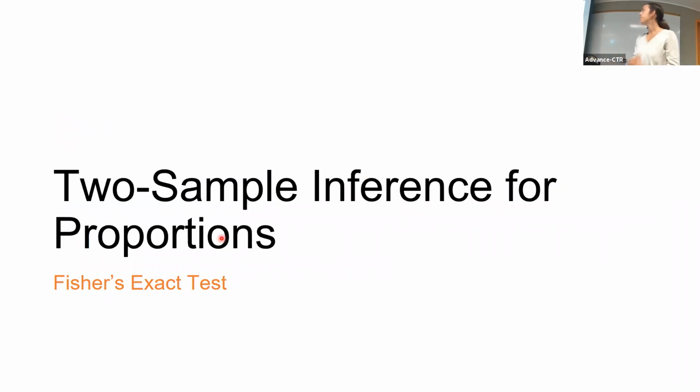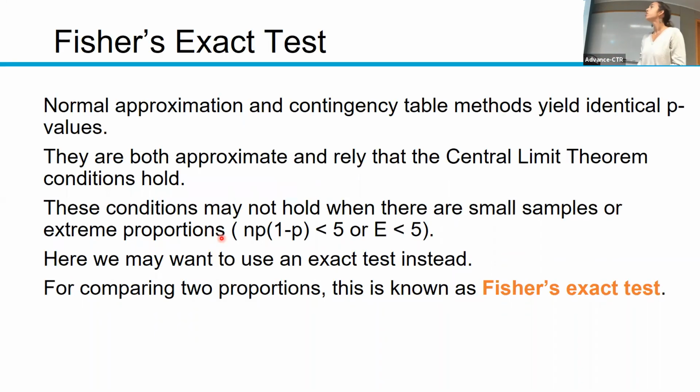So I do want to move on to another form of a test for two-sample inference for proportions. Jess just discussed the normal approximation method as well as the contingency table method. And Fisher's exact test is going to be a useful tool to have in situations where perhaps these methods that were previously discussed don't work well. So the normal approximation method and the contingency table method are going to be yielding identical p-values, and they both also are approximations.